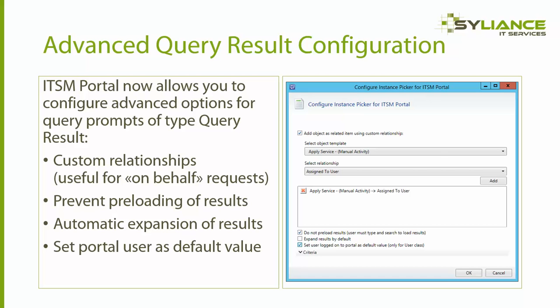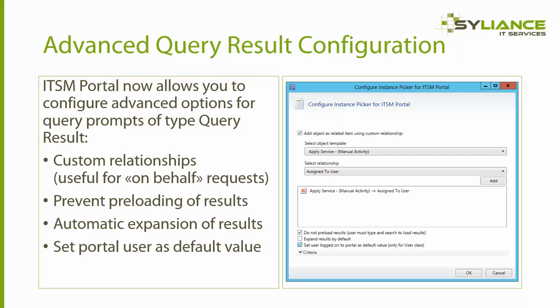This results in much faster loading times of the portal. Automatic expansion of results is useful if a query result only returns a few items. With this option set, all the available items will be displayed in a table so that the user can see them all at once and pick the desired options.